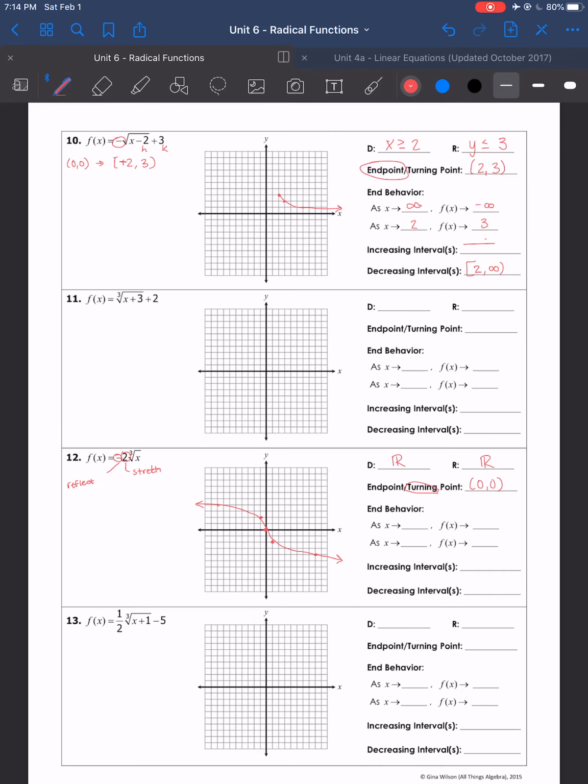So that's your function. Your end behavior here is as we know it, with infinity and negative infinity. So as we go to infinity, my function is going to negative infinity. And as we go to negative infinity, my function is going to positive infinity. My function is never increasing as I read it left to right. So that means it's always decreasing, which is negative infinity to positive infinity. So that's how you graph transformations of functions.